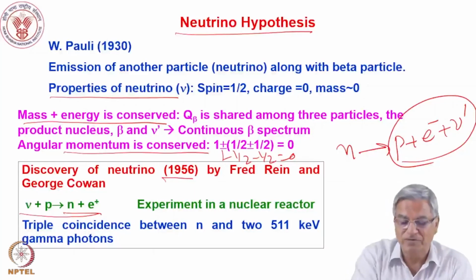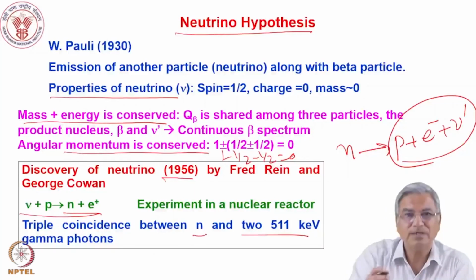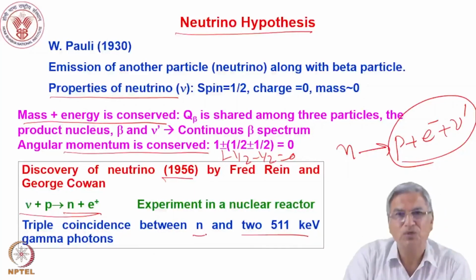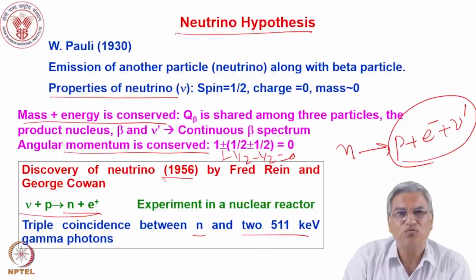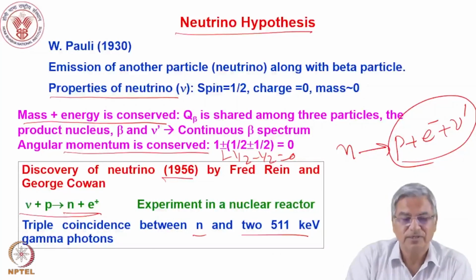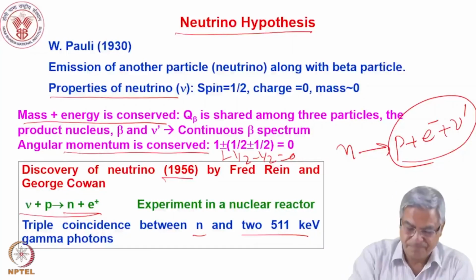give you two 511 keV gamma rays. So the triple coincidence between one neutron and two 511 keV gamma rays is an unambiguous proof of the existence of the neutrino. So that is how the neutrino was discovered, after almost 25 years of its prediction by Pauli.